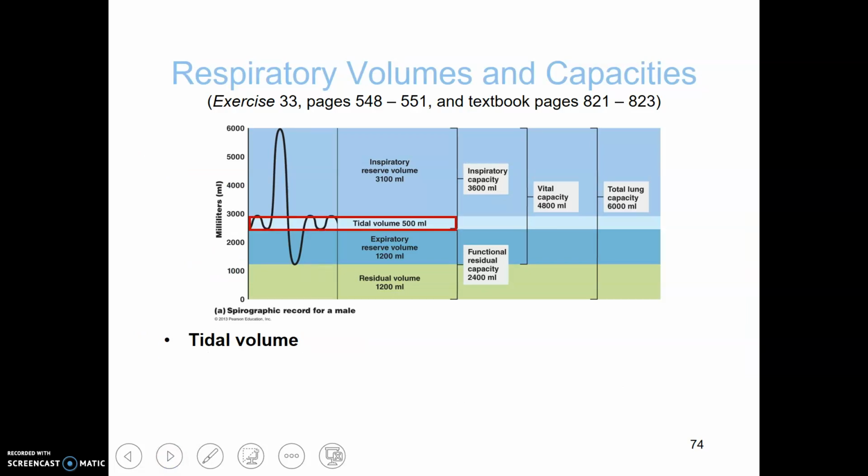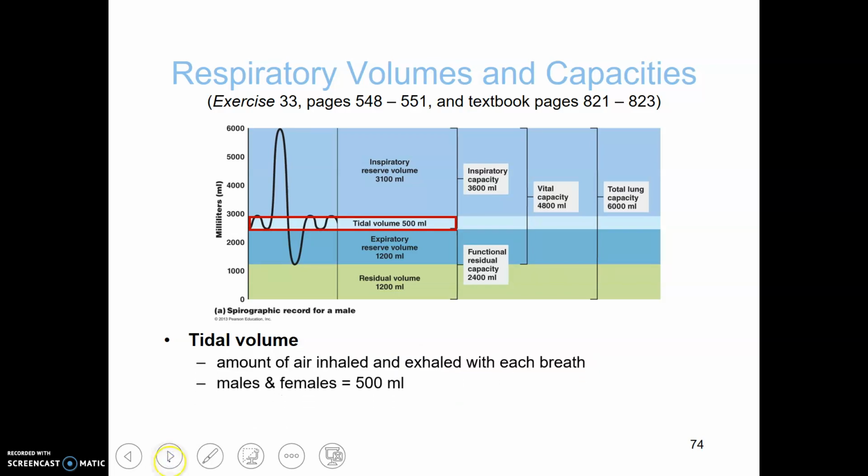Tidal volume is easy because this is just your typical normal breathing. Your typical normal breathing is about 500 milliliters. So that is, as you're sitting there, you're taking in normal breaths, you're not taking a deep breath, you're not huffing and puffing. Just the normal breaths that you take, about 500 milliliters.